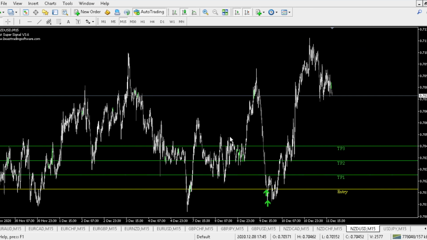Next is the New Zealand dollar and US dollar. Not much action in the last 2 weeks. We did have two signals earlier this week, which both did hit take profit. So overall, not many signals on this pair, but they were both profitable.